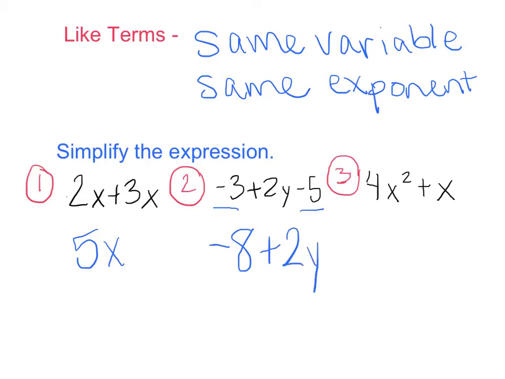And number 3, 4x to the second plus x. They both have x, but one's x squared and one's x, so those are not the same. So your answer is just 4x to the second plus x, because there's nothing you can do.